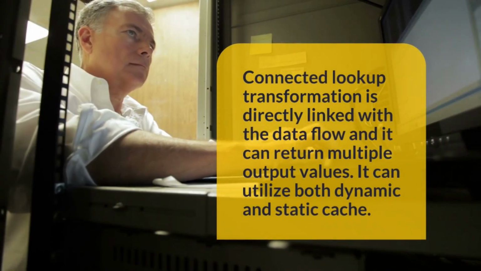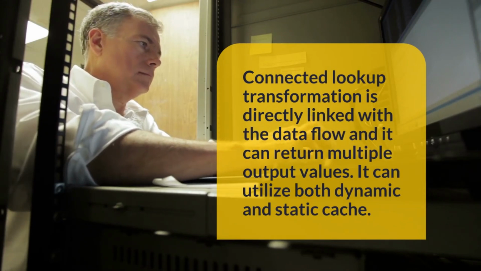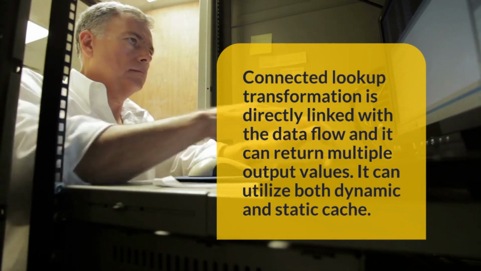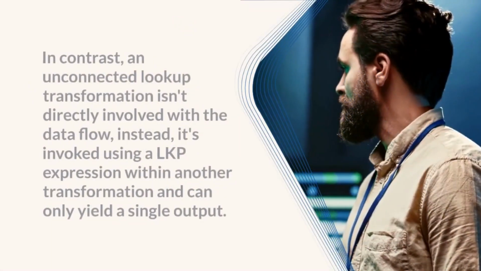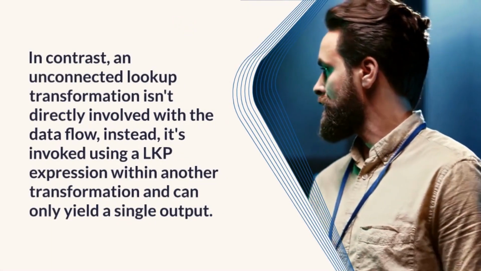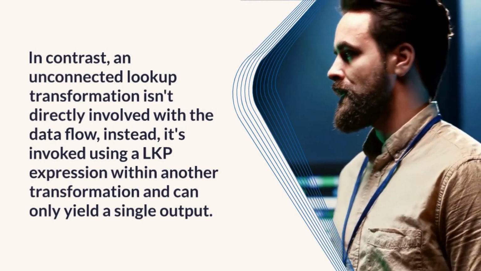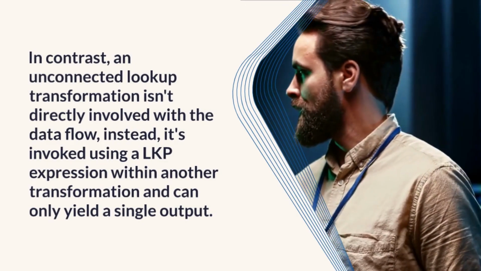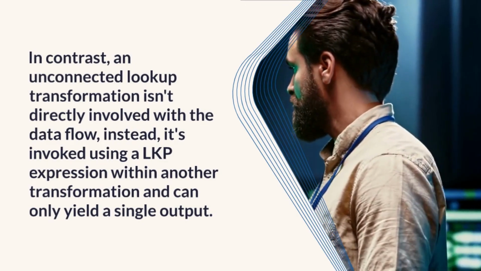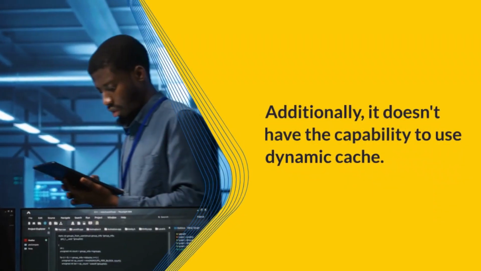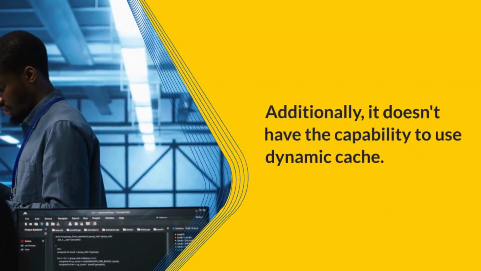Connected lookup transformation is directly linked with the data flow and it can return multiple output values. It can utilize both dynamic and static cache. In contrast, an unconnected lookup transformation isn't directly involved with the data flow. Instead, it's invoked using a LKP expression within another transformation and can only yield a single output. Additionally, it doesn't have the capability to use dynamic cache.